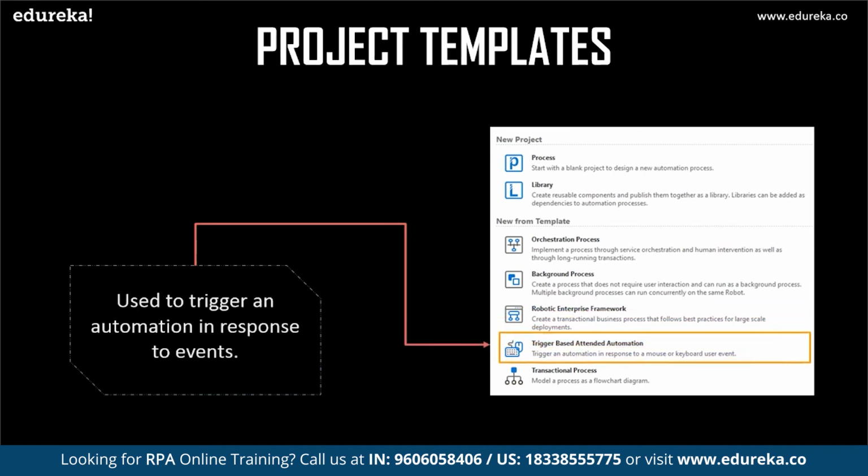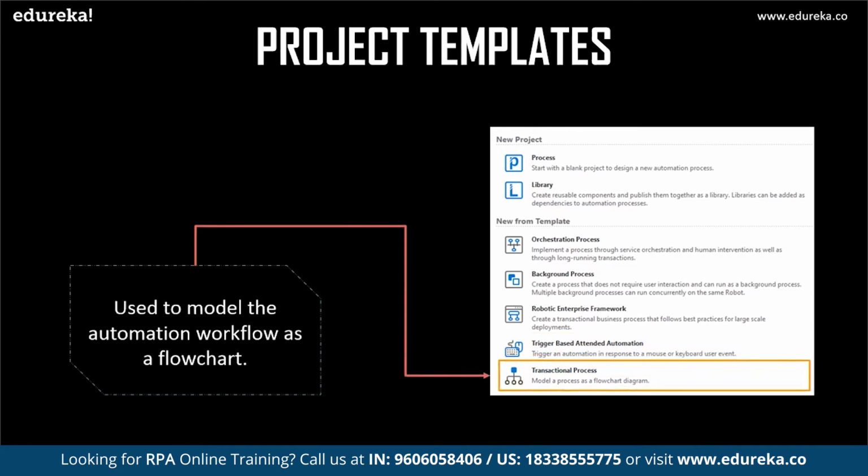After that, we have the trigger-based attended automation. Well, this kind of template is used to trigger an automation in response to a mouse or a keyboard user event. And finally, we have the transactional process. Well, this template is used to model a process as a flowchart diagram. So I hope the various kinds of project templates are clear to you guys. We have process, library, orchestration process, background process, robotic enterprise framework, trigger-based attended automation, and transactional process.